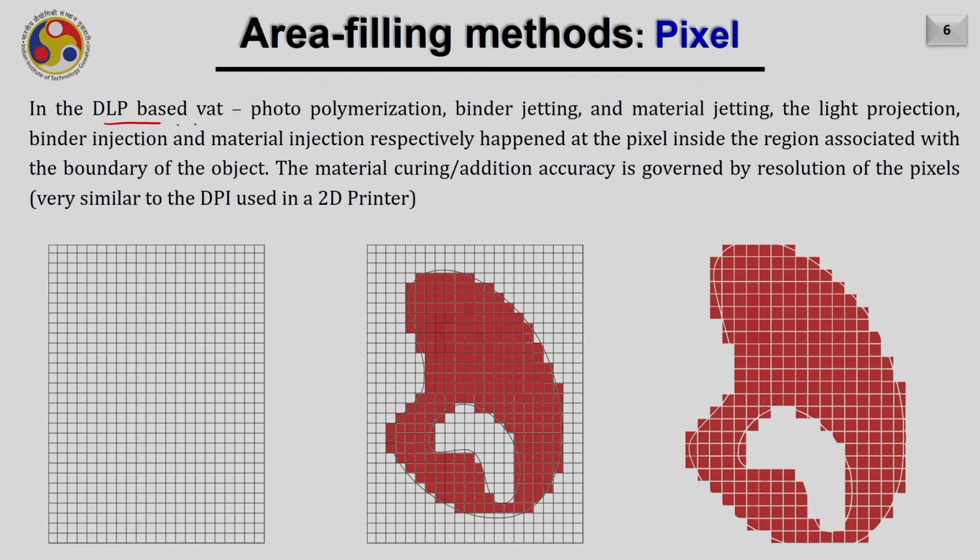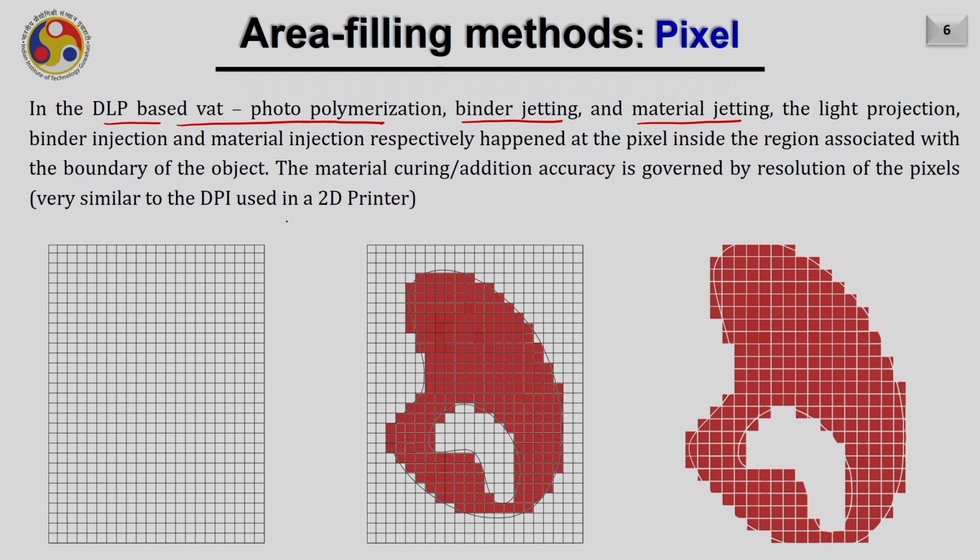Next is pixel. In the DLP based wet photopolymerization process, binder jetting process and material jetting process, the method used to scan the area inside the slicing contours is performed by scanning the pixels. As you can see here, in the case of DLP based wet photopolymerization process, light is projected only on the desired region. In the case of binder jetting, the material is injected only on the desired region, and in a similar fashion, the material is jetted on the desired region.